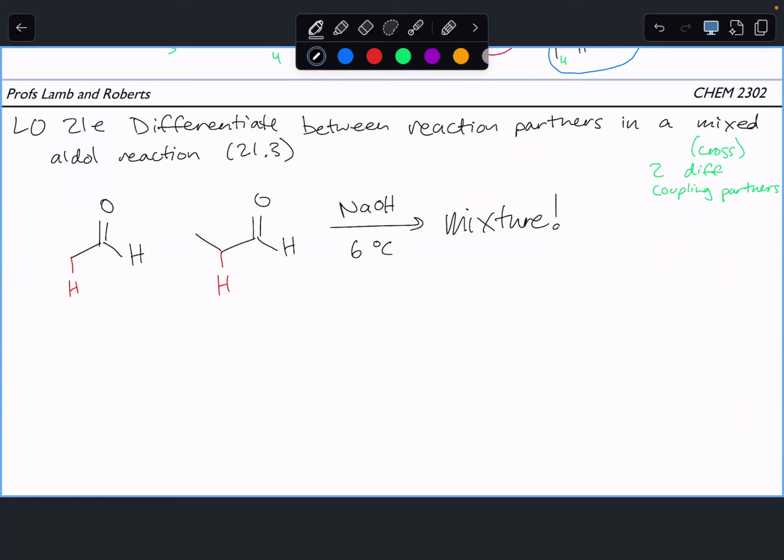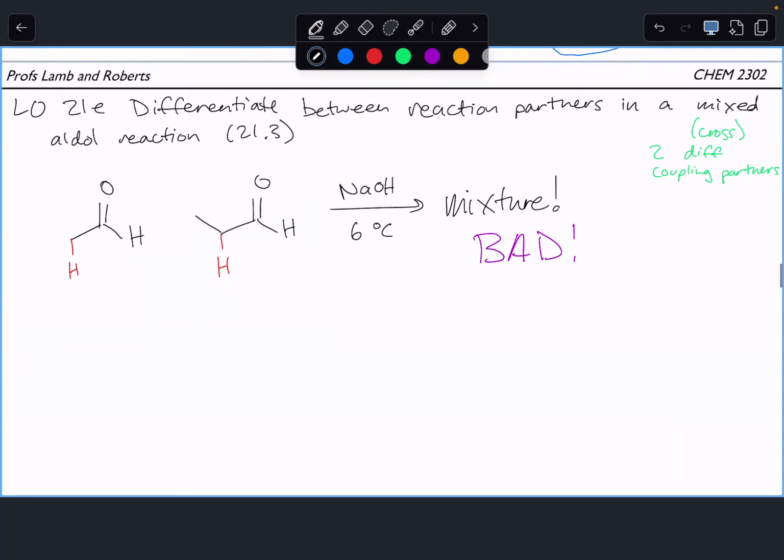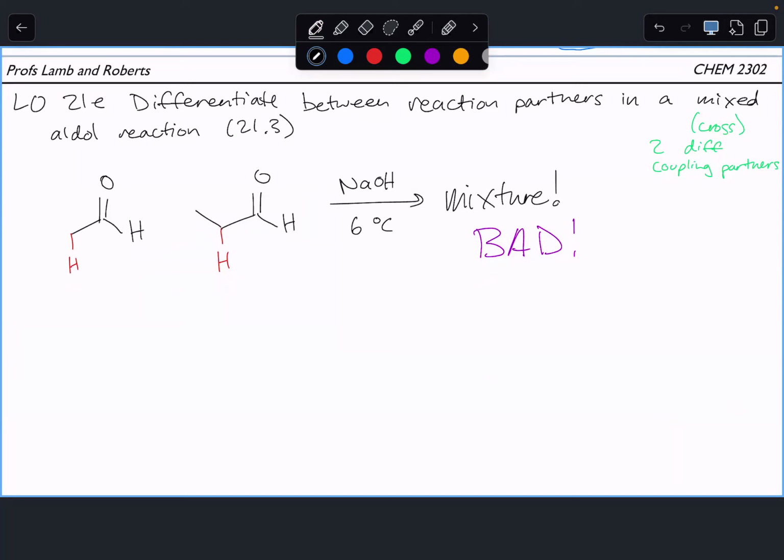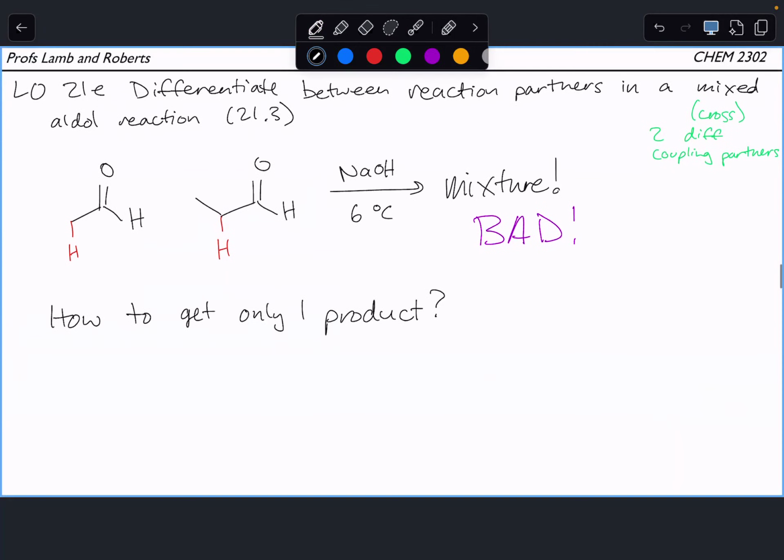Okay, so we don't like to do this. You're not going to get an efficient reaction. You're not going to get one product in the majority. So this is very bad. So we want to devise a way of getting a single product, even when using two different partners. And by only one, I mean one major. You might have a little bit of some of the other ones, but one major product. So how do you favor one?